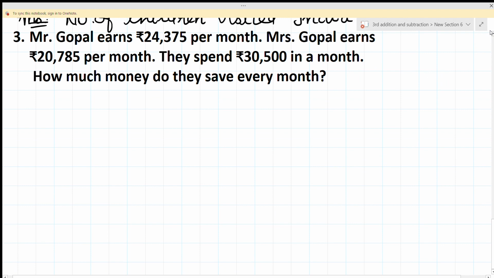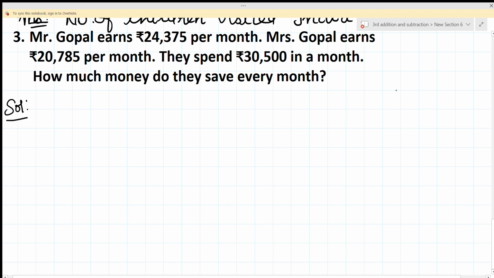Mr. Gopal earns rupees 24,375 per month. Mrs. Gopal earns rupees 20,785 per month. And they spent rupees 30,500 in a month. How much money do they save every month? Let us discuss the sum.